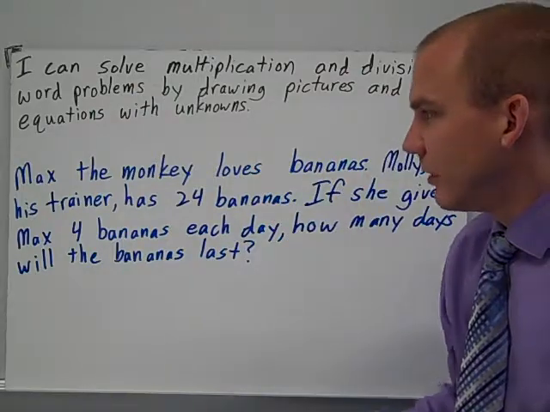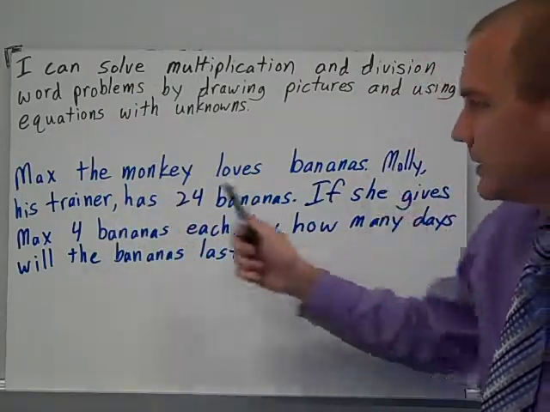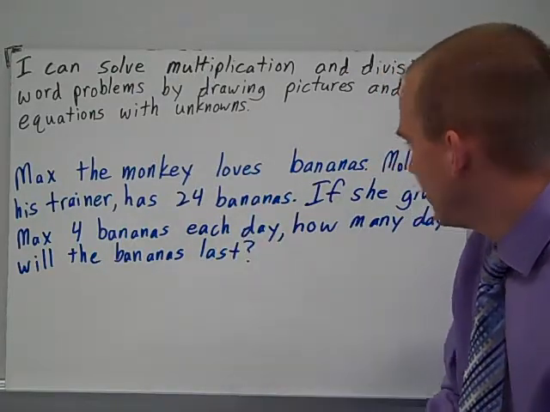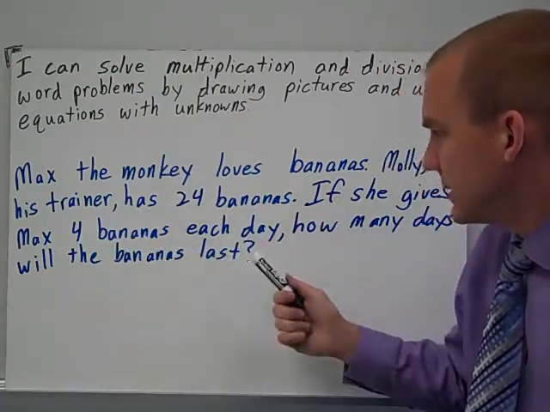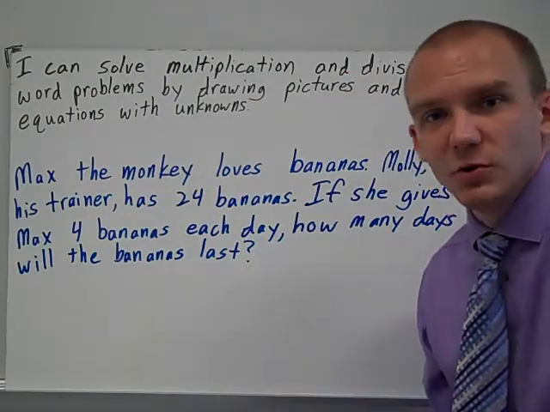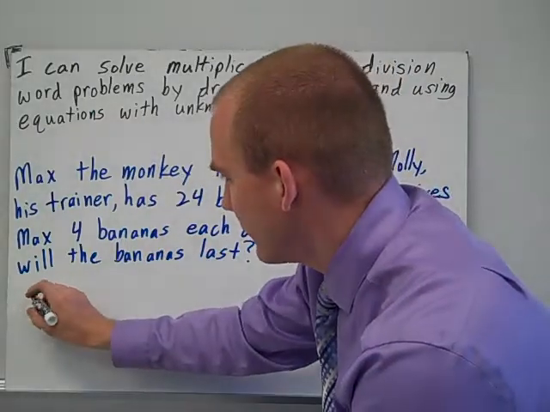First thing I think is who's involved here. You have Max the monkey and Molly, his trainer. Molly has 24 bananas. That's what they have. She's going to give Max 4 bananas each day. How many days will the bananas last? Well, let's just do it. Let's kind of think. In the first day, she'll give him 4.